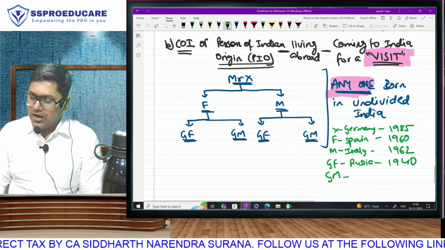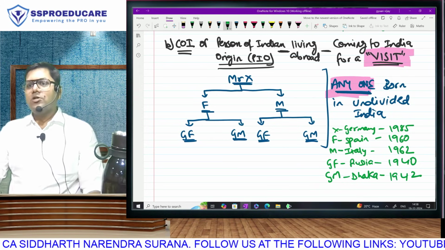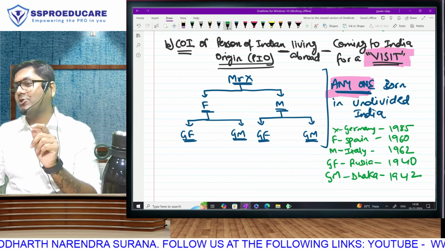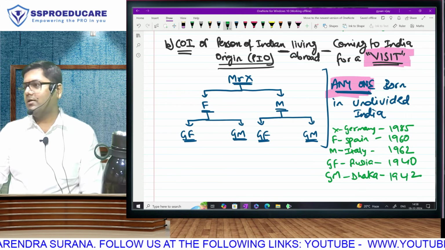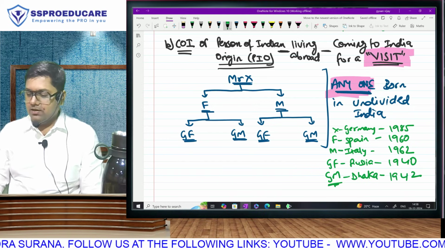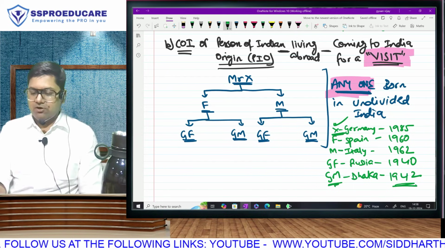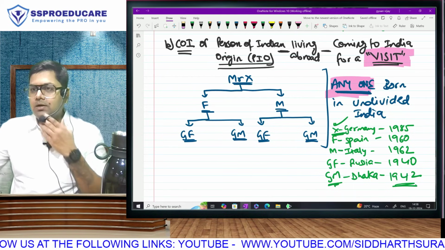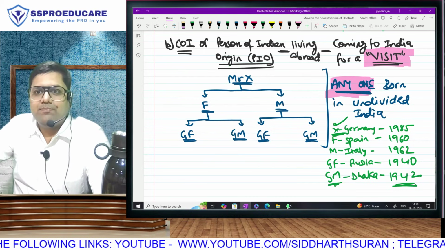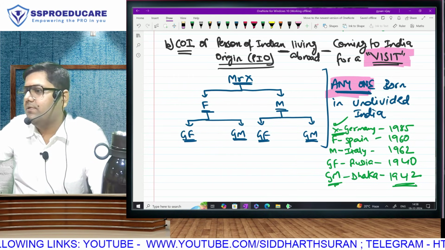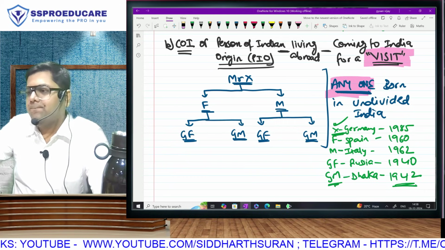Grandmother was born in Dhaka, 1942. So first of all, you need to have little geographical knowledge also that Dhaka is in Bangladesh. And in 1942, it was in India. So that means grandmother was born in undivided India. So Mr. X is person of Indian origin. Because out of 7 people, if anyone is born in undivided India, so person of Indian origin. Is that clear?